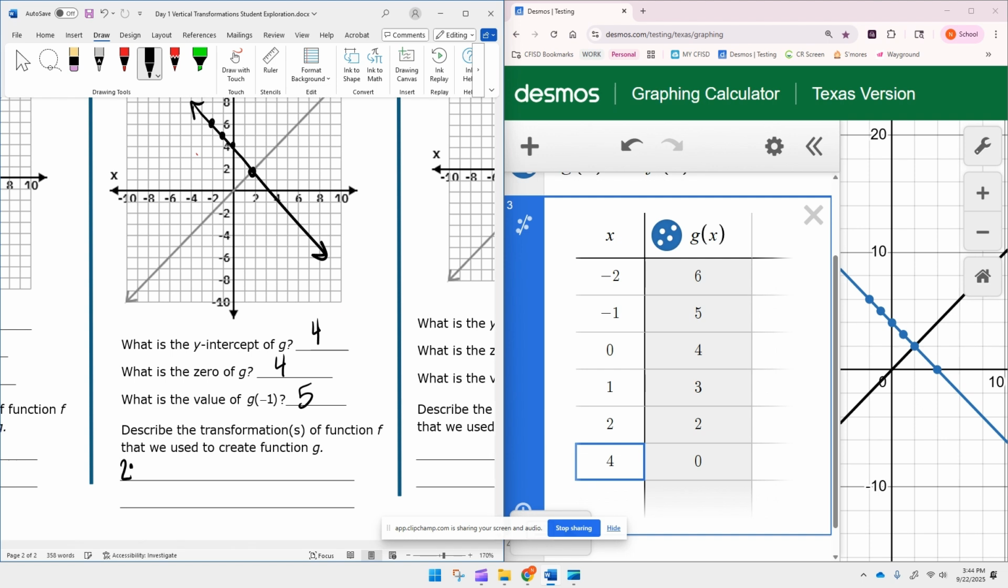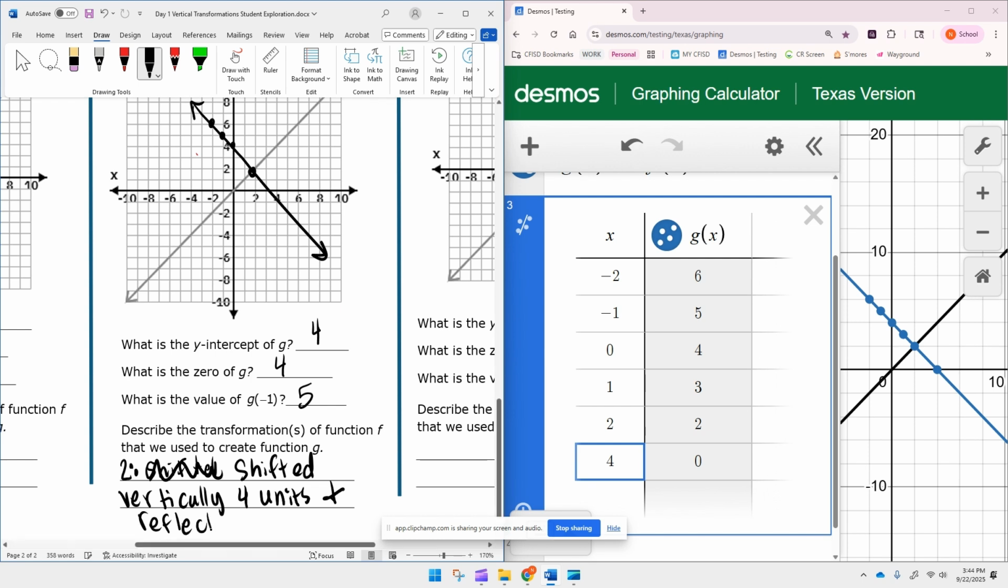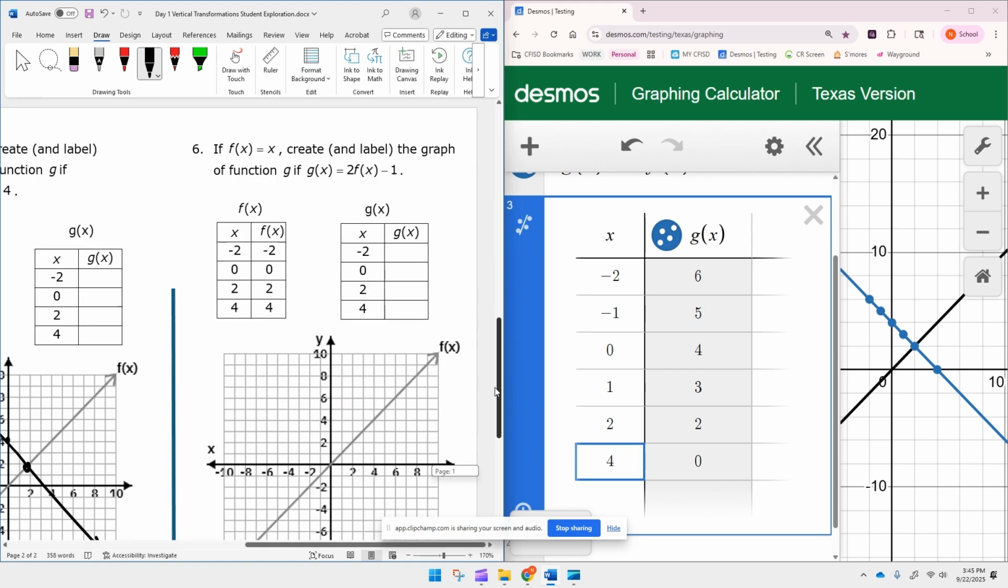So we have two transformations that happen here. The transformation is going to be a shift vertically up 4 units, and we have the reflection. And the reflection again is across the x-axis.